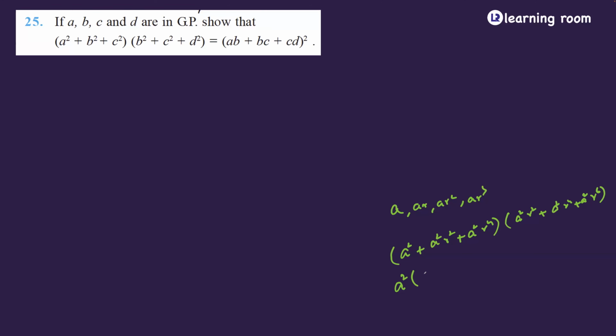A square into 1 plus R square plus R power 4. You can take out R square common from here. It will be 1 plus R square plus R power 4. So it is A square R square into 1 plus R square plus R power 4 the whole square. This is what you are getting.